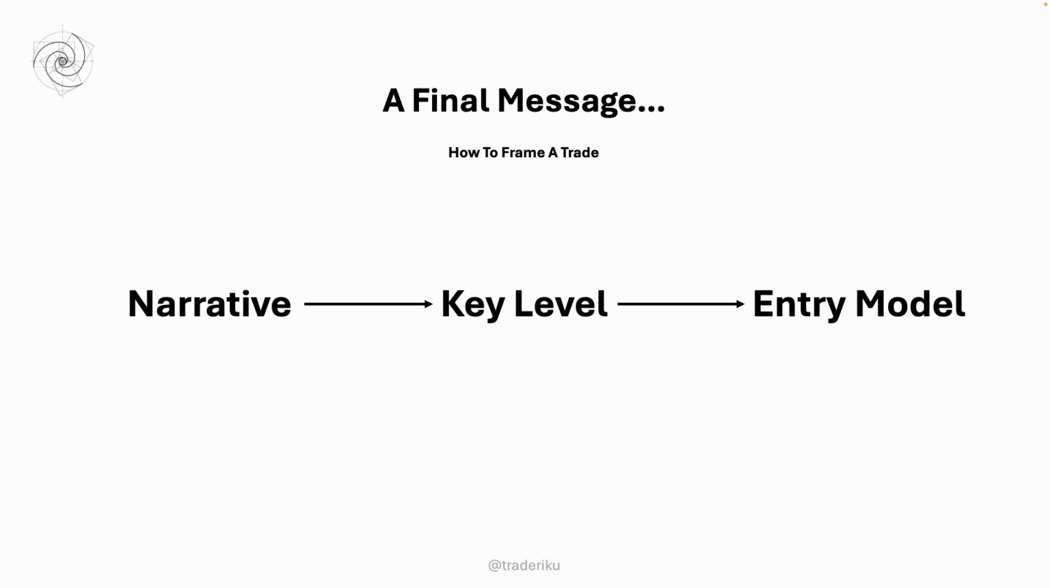These are the 3 key steps that you must follow when framing a trade idea, and if you fail in at least one of these stages, then you'll fail.